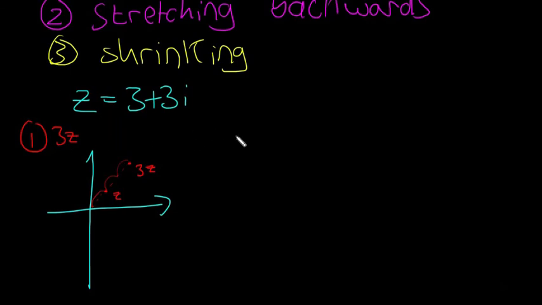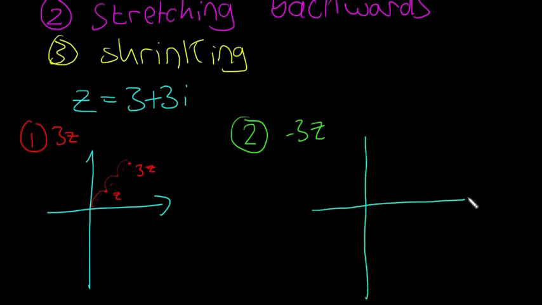The second example we'll look at over here. So we're going to look at minus 3z. So we're going to be stretching it, but we're going to be stretching it backwards as the title kind of suggests. I'll use green. Okay, so if this is our z, minus 3z is going to be about here. Again, this is all just estimates, it's just to show you, it doesn't have to be totally exact.